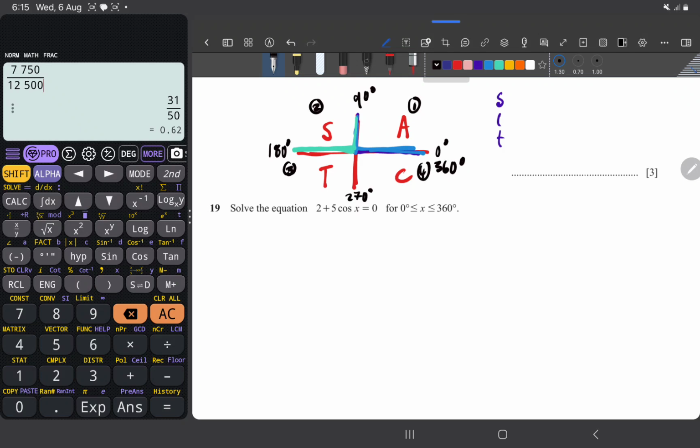But when you write CAST, you don't start from quadrant number 1. For CAST, you start from quadrant 4. C, then A, then S, then T. Right. Now, what are we going to say? In quadrant number 4, it will be between what? It will be between 270 and 360. Only cos is positive. Between 180 and 270, only tan. The other ones are negative.